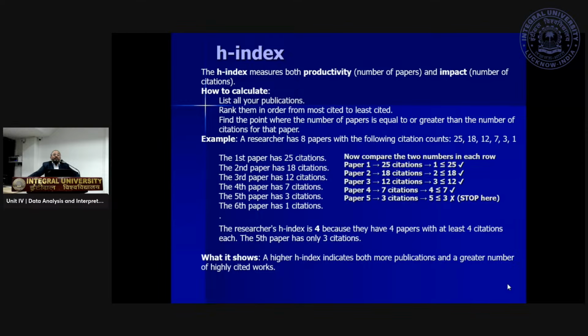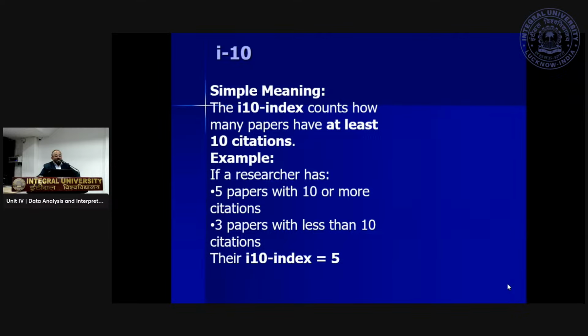So when you become a good academician, people will know you from your citations, H index and I-10. This is the I-10. The simple meaning of the I-10 index is that it counts how many papers have at least 10 citations. कितने पेपर आपके ऐसे हैं जिनको 10 लोगों ने रेफर किया है ना? How many of your papers have been referenced in 10 papers? So if a researcher has 5 papers with 10 or more citations, ignoring papers with less than 10 citations, their I-10 will be 5. Clear?